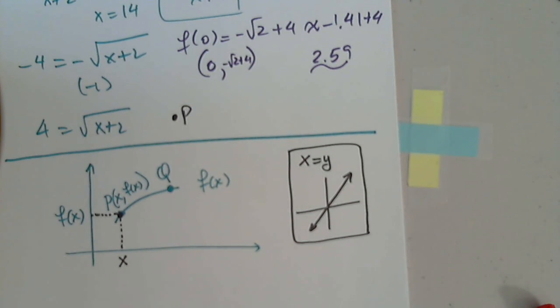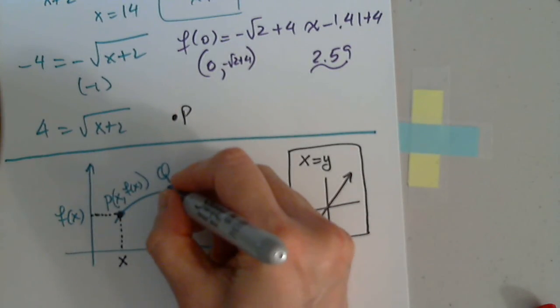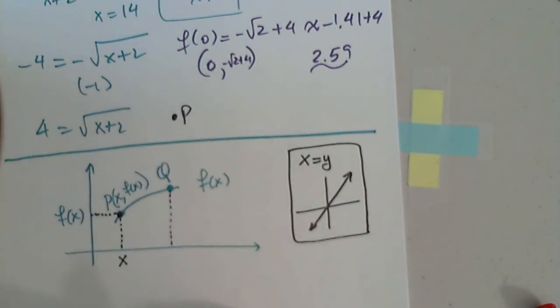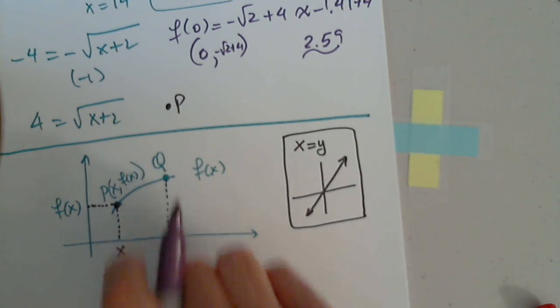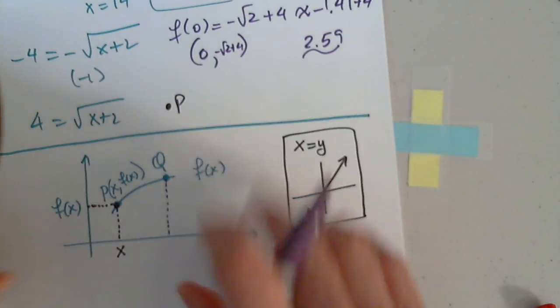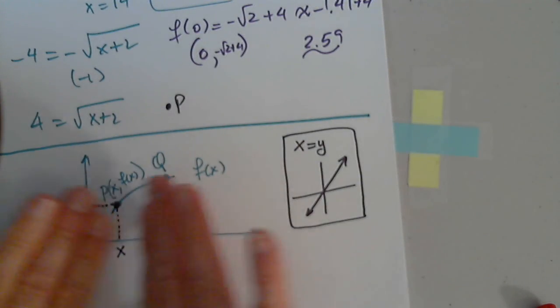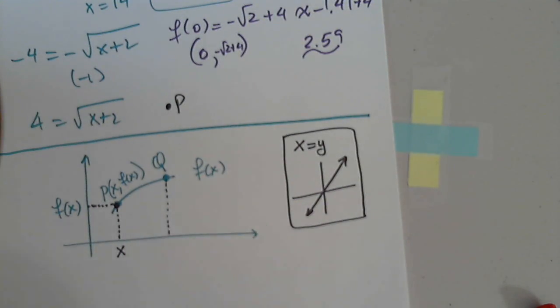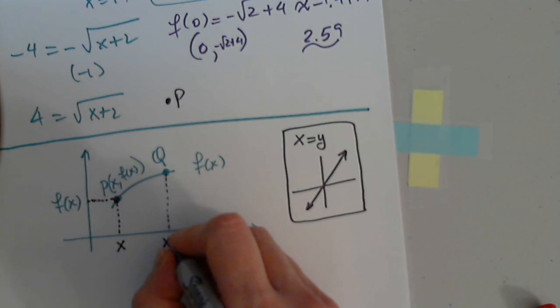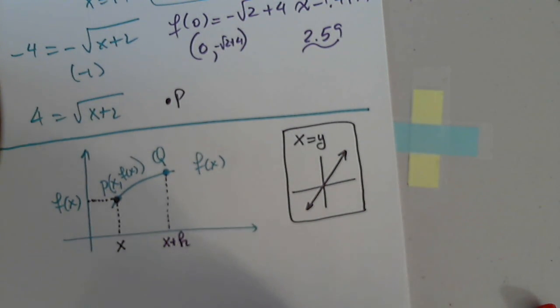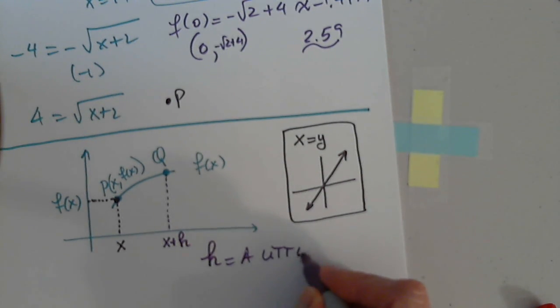Yes. Okay, perfect. Now here's what I'm going to do. I am going to say that this is a point very close to P, but I'm zooming in. I'm zooming in so they appear very far apart. But this is very close, and here's what I'm telling you. The x-coordinate is x plus a little bit. Lowercase h, a little bit.